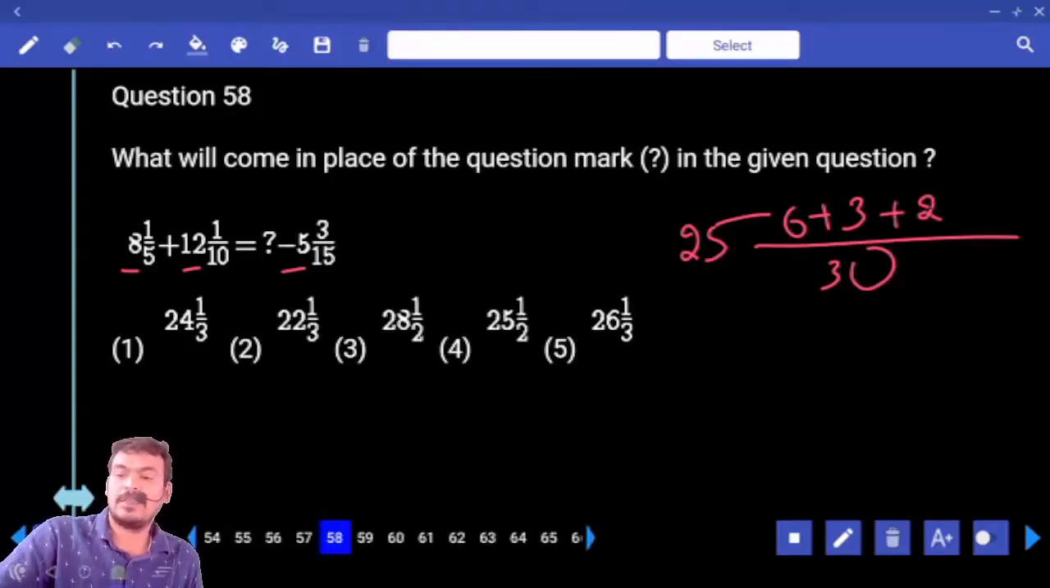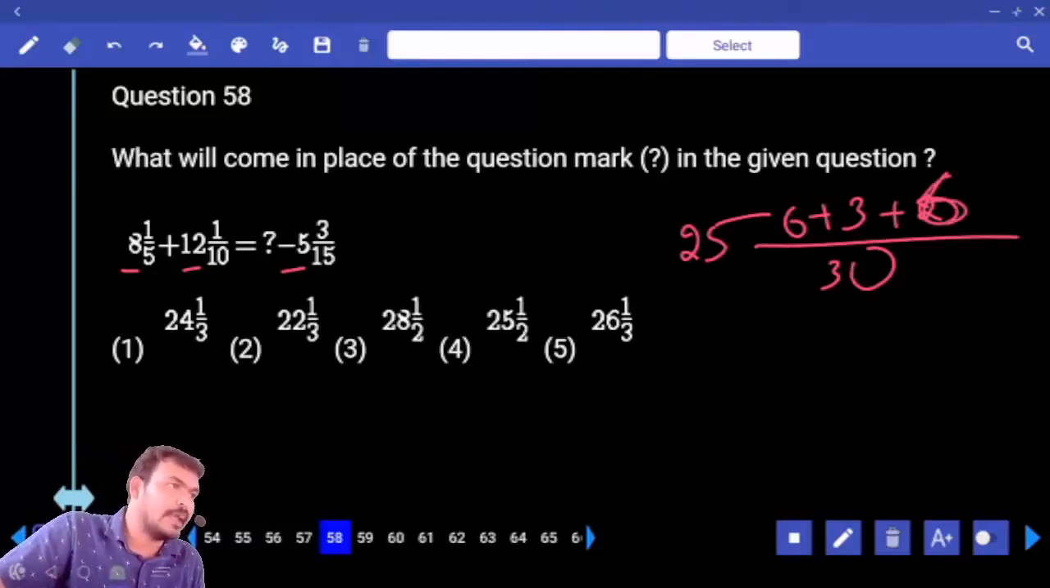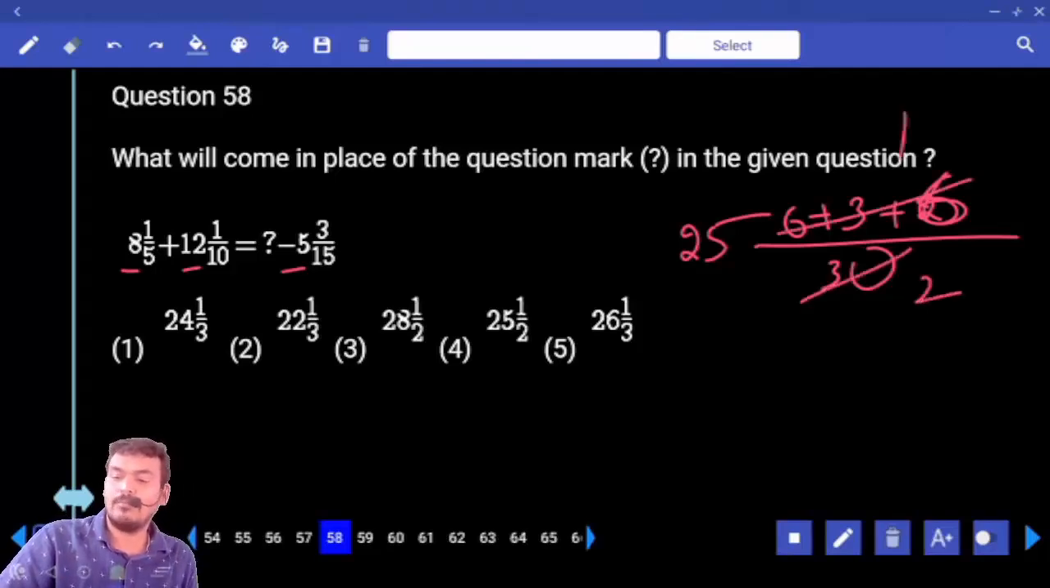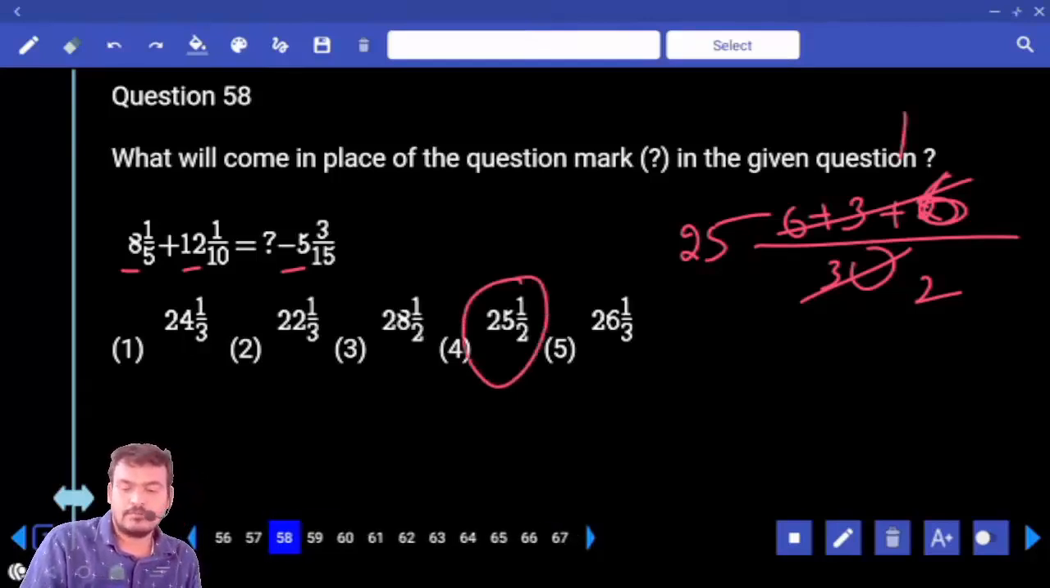6 plus 3? Sorry, 15 how many times? 2 times. 2 3s are 6. 6 plus 3, 9. 9 plus 6, 15. 15 by 30 means 1 by 2. Then total answer 25 and 1 by 2, or not.